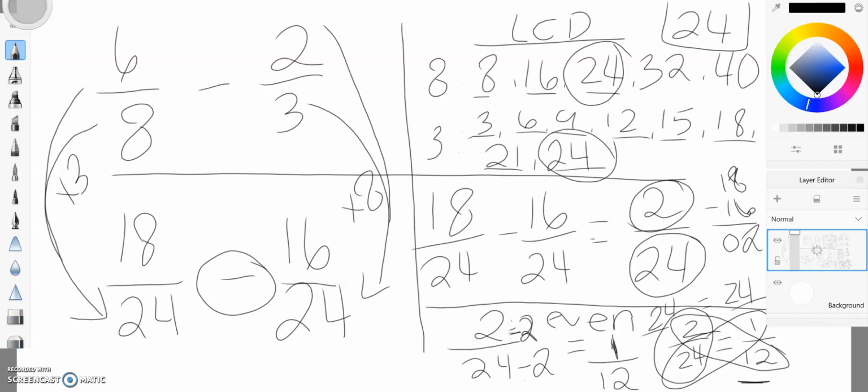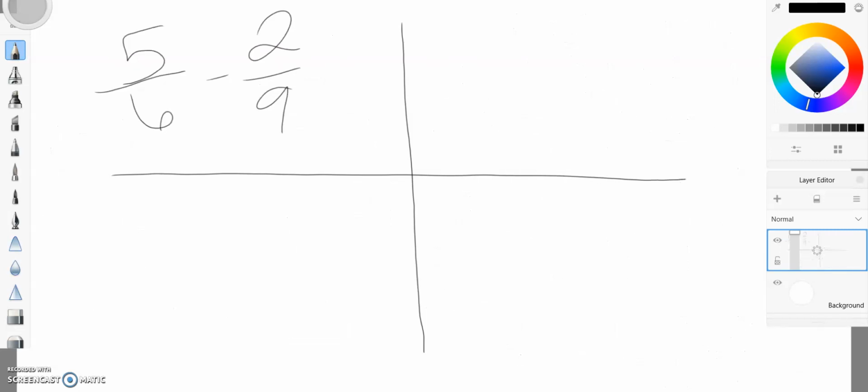Alright, good job so far, guys. So let's try one more. For this next problem, I want you to look at the problem I gave you, then pause the video and try to do this one on your own. After you finish, you can unpause the video, go through the process with me, and see if you did it correctly.